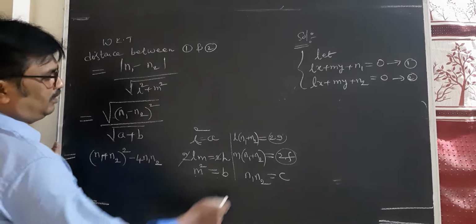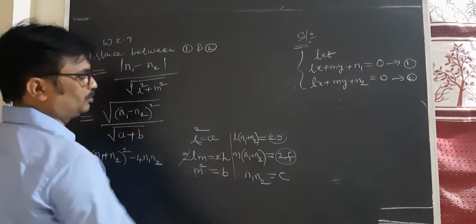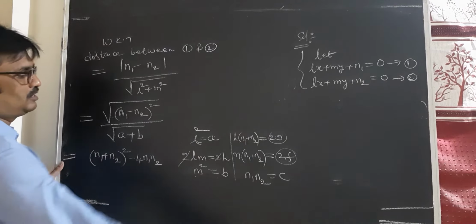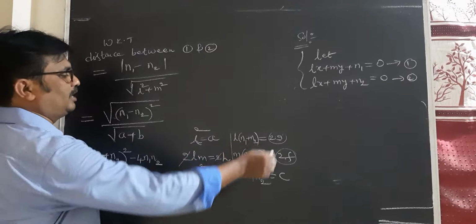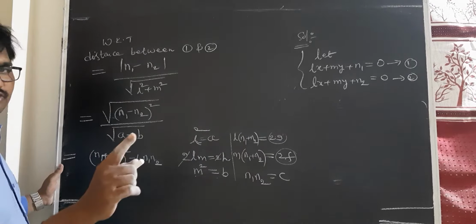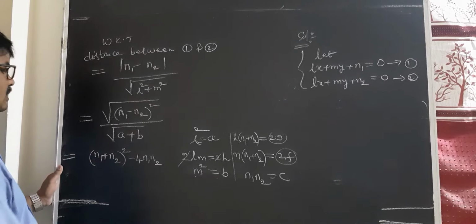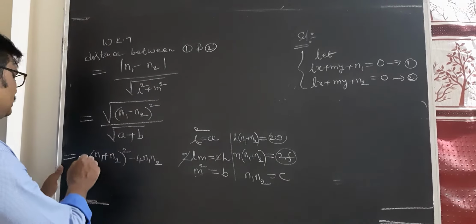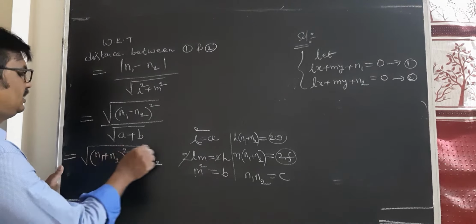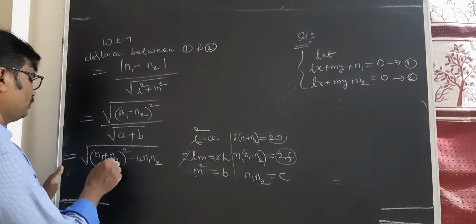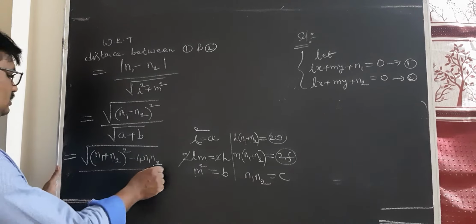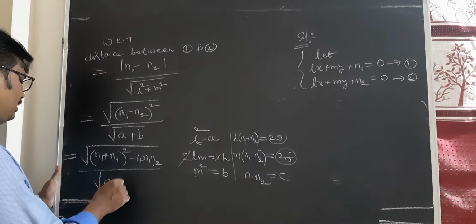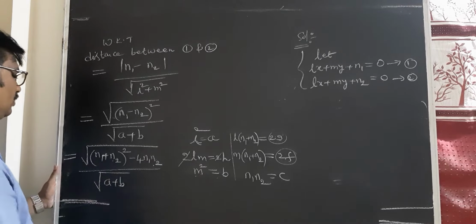Since we know the value of n1 plus n2, dear students, that value is 2g by L. That's why we take n1 minus n2 whole square to be written in terms of n1 plus n2 and n1 n2. n1 n2 we know is c by a. So this is, students, root of a plus b.